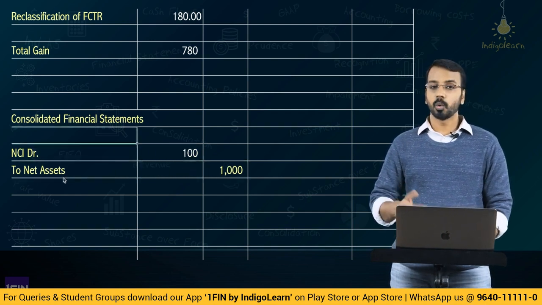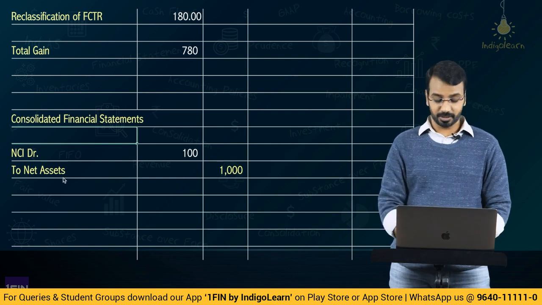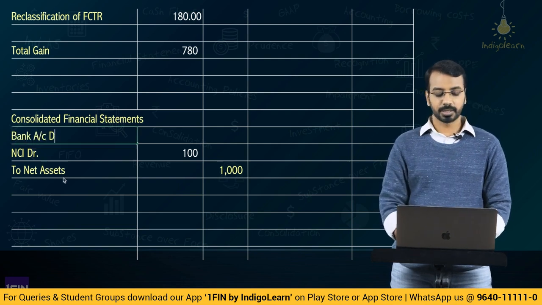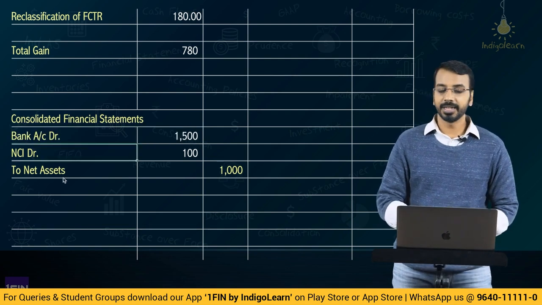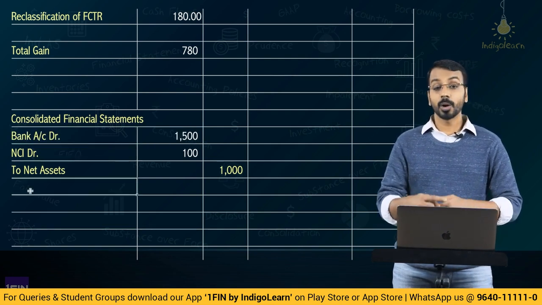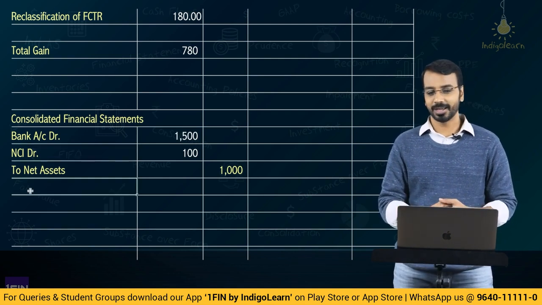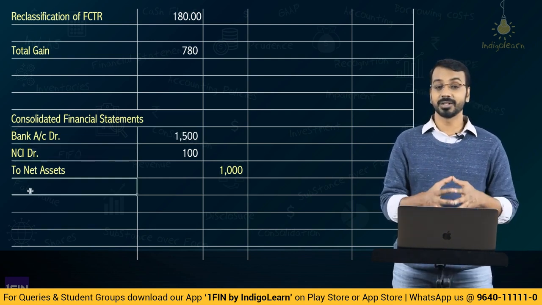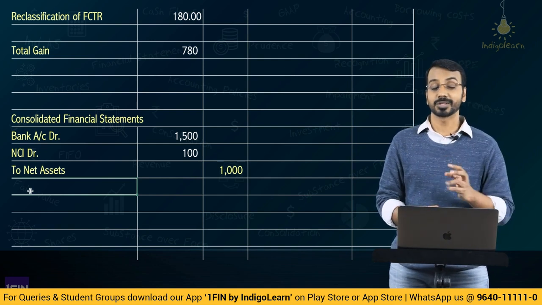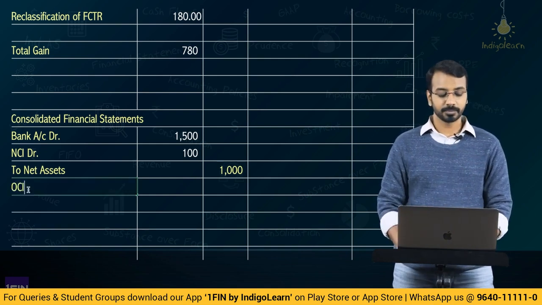Then what else will you debit? You have received 1500, so bank account debit 1500, right? Then you have to de-recognize the foreign currency translation reserve portion as well, correct? Now that foreign currency translation reserve is lying at two places. Which two places? OCI. So let me add here.